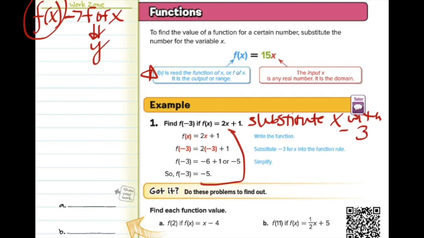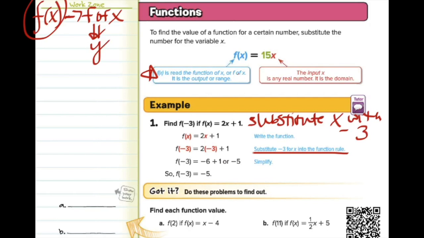Okay, so again, all that happened here is we substituted negative 3 for x, and then we ended up with 2 times negative 3, which was negative 6, plus 1, which becomes negative 5.